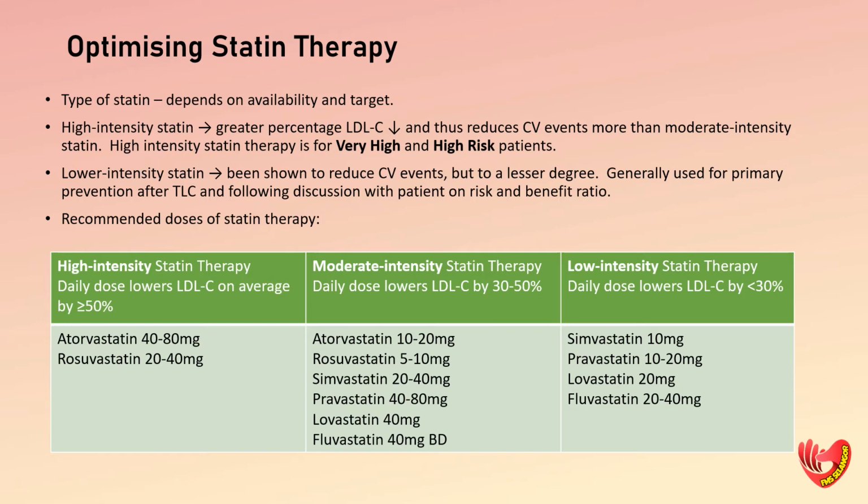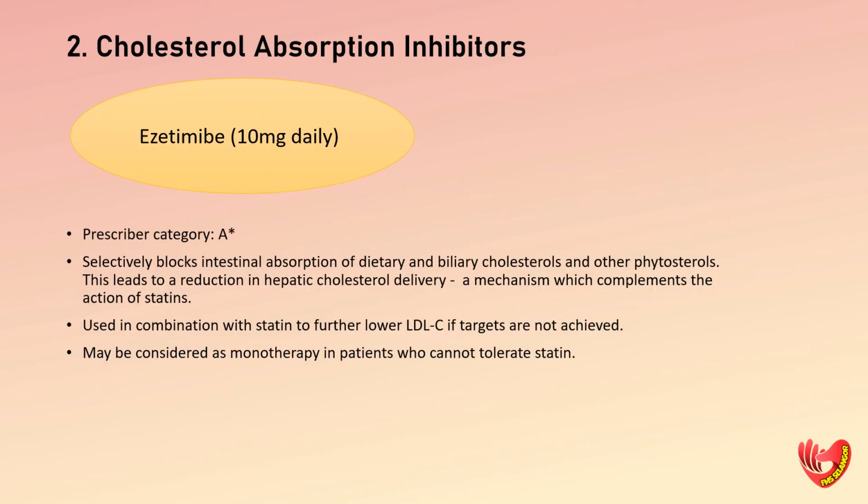The table is showing examples of types and dosage of low, moderate, and high-intensity statin therapy. This table can also be used as reference for statin conversion. Second lipid-modifying agent is the cholesterol absorption inhibitors. Ezetimibe 10 mg is available in the MOH formulary, and the prescriber category is A*.